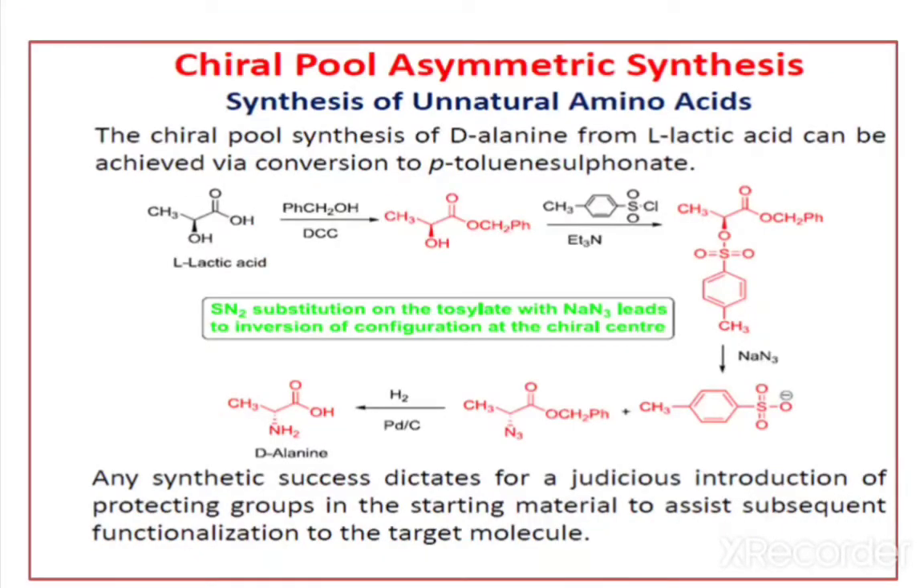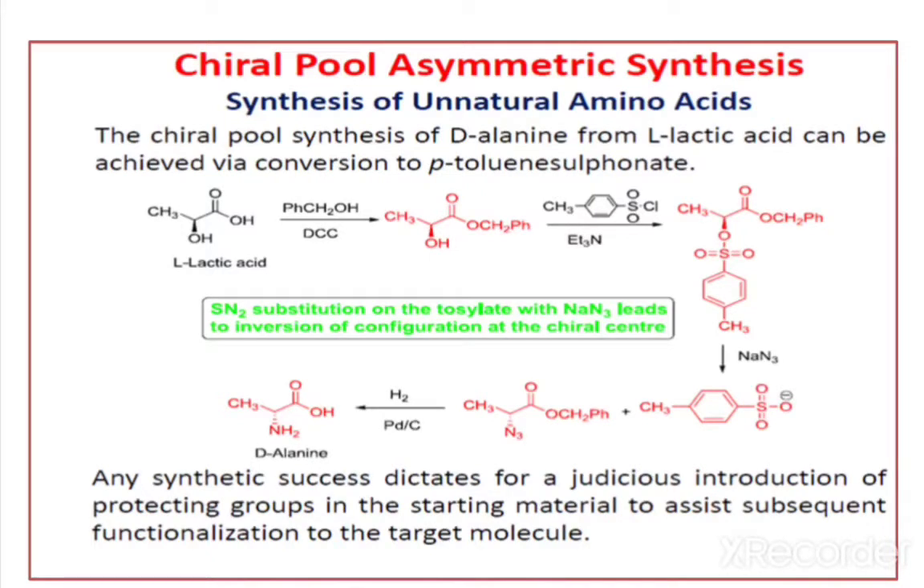Next, the chiral pool asymmetric synthesis, that means the synthesis of unnatural amino acids. The chiral pool synthesis of D-alanine from L-lactic acid can be achieved via conversion to the para-toluene sulfonate. That means first, the L-lactic acid is treated with benzyl alcohol in the presence of DCC, so there is protection of the carboxylic acid. Next, on treatment with para-toluene sulfonyl chloride, the OH is converted into OTs.